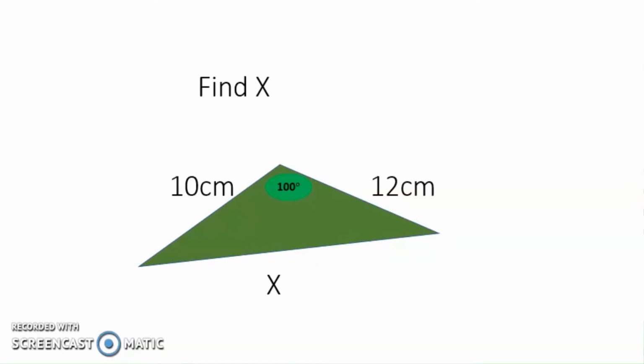Can we also use the sine rule to solve for the value of x? We can't use the sine rule because despite the fact that we are given an angle, we are not given a side opposite this angle. So we can only use the sine rule when we are given an angle and a side opposite the angle.